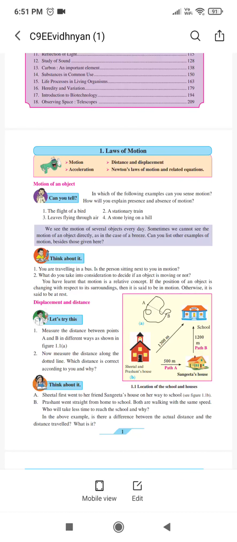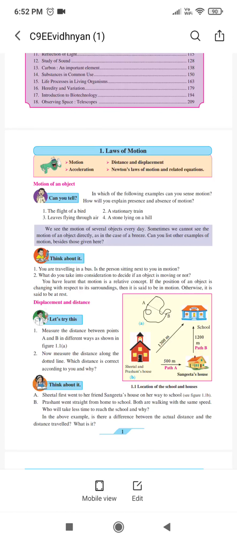This is the law of motion. Motion you know very well: things that move from one place to another place. Now, the laws we will see in this chapter. Just see, the topics given are motion, displacement and distance, acceleration, Newton's laws of motion and related equations.